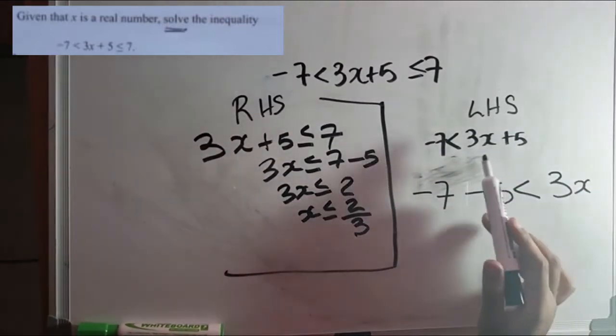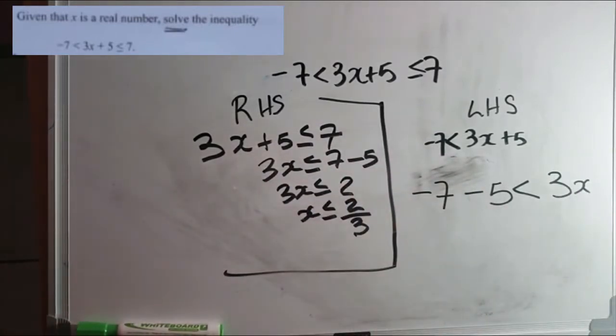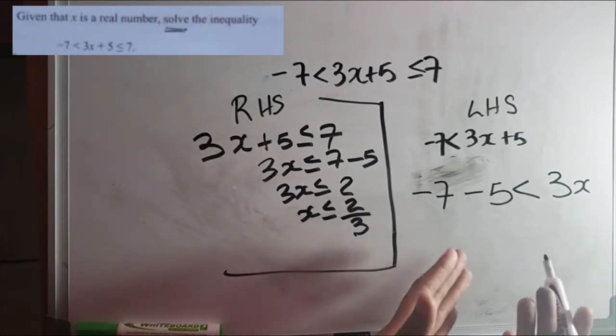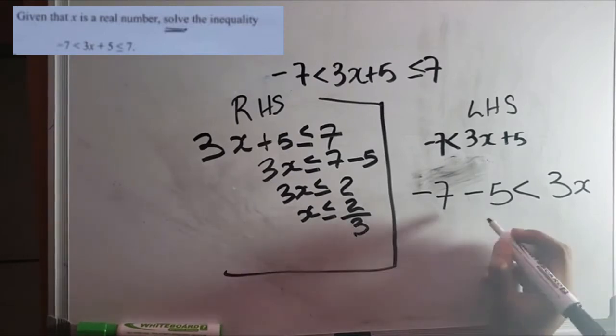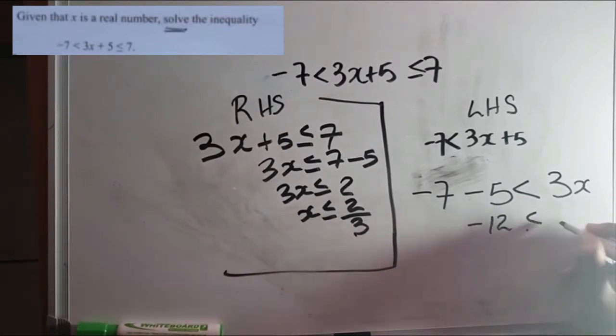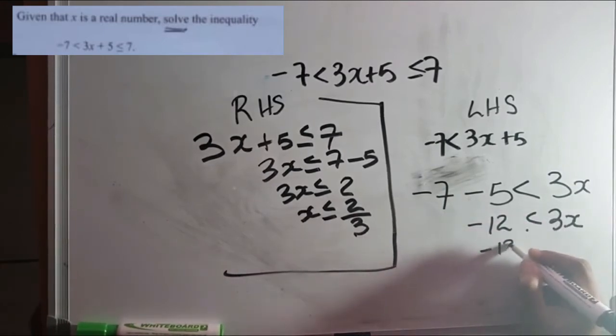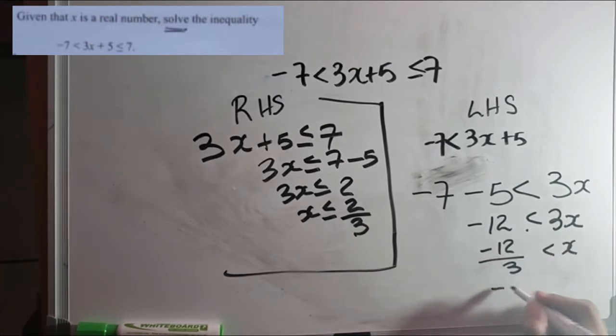We could set this equation up like this and have it on the other side, but then with the negative you have to change the sign. Some persons might make mistakes. So doing it this way, you can still get the correct answer. So this is now going to be negative 12 is less than, not equal to, 3x. Negative 12, divide both sides by 3. That would be equal to negative 4.